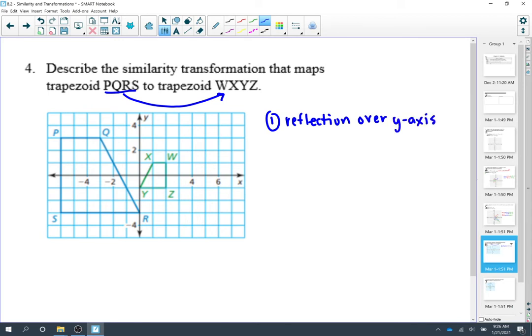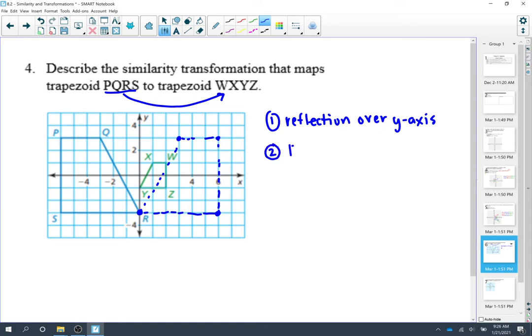If I were actually to do that, point R would stay put, point S would come over here and be out here at 6, point P would kind of just come out here, and point Q would flip over, and we'd be looking at this trapezoid. But now I have it facing the right direction as the green one, which is what I'm trying to get to, but it's not the right size.